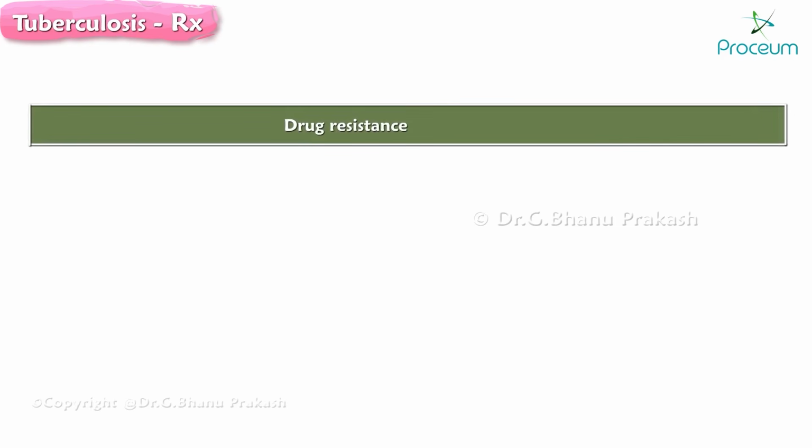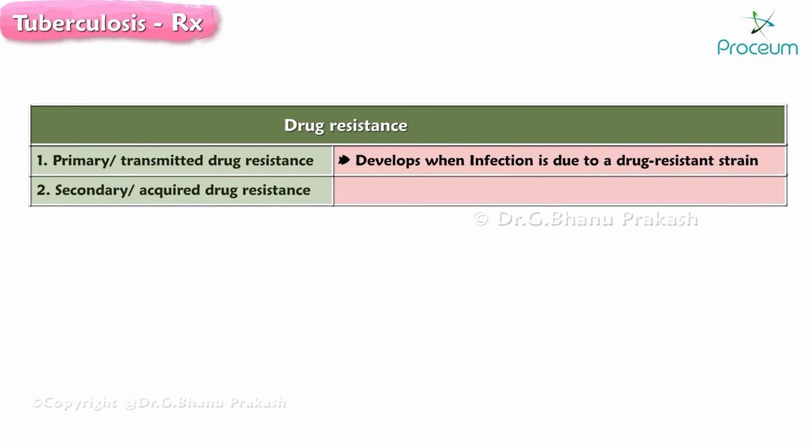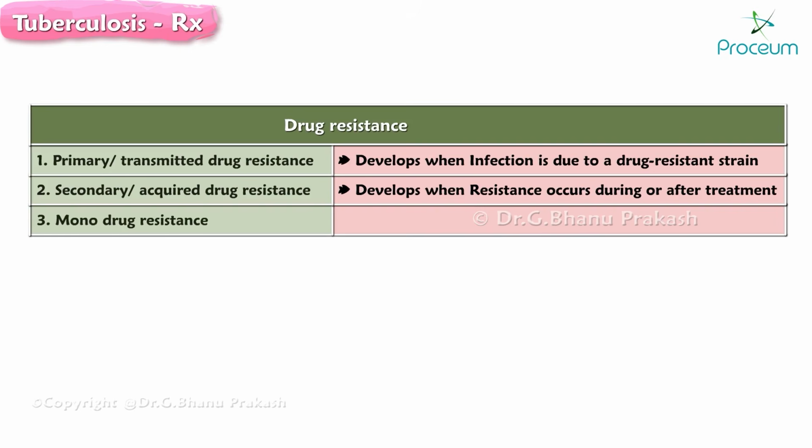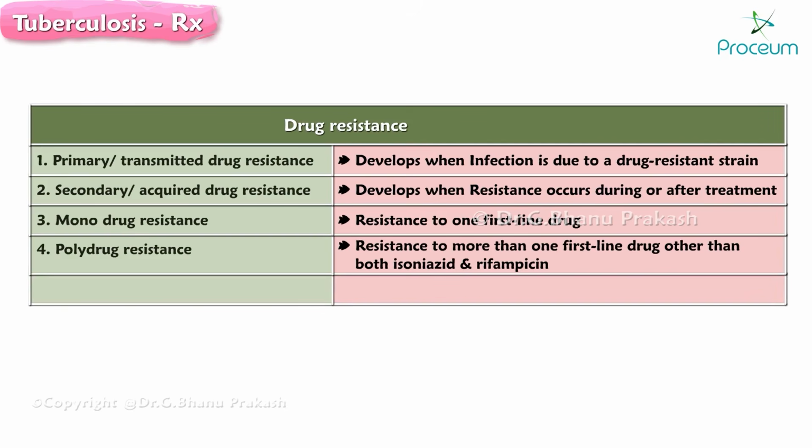Drug resistance. 1. Primary transmitted drug resistance develops when infection is due to a drug-resistant strain. 2. Secondary acquired drug resistance develops when resistance occurs during or after treatment. 3. Monodrug resistance is resistance to one first-line drug. 4. Polydrug resistance is resistance to more than one first-line drug other than both isoniazid and rifampicin. 5. Multi-drug resistance is resistance to both isoniazid and rifampicin.